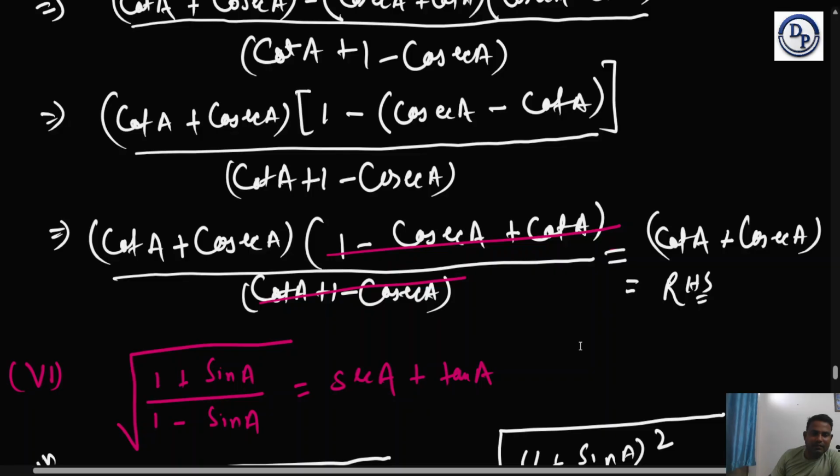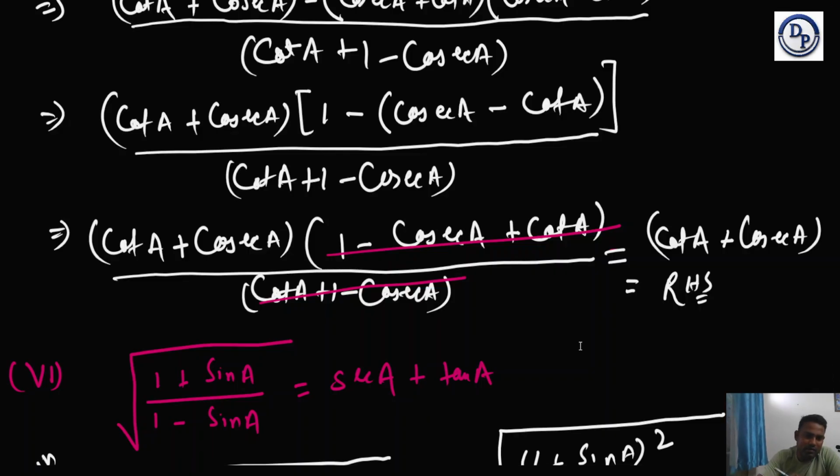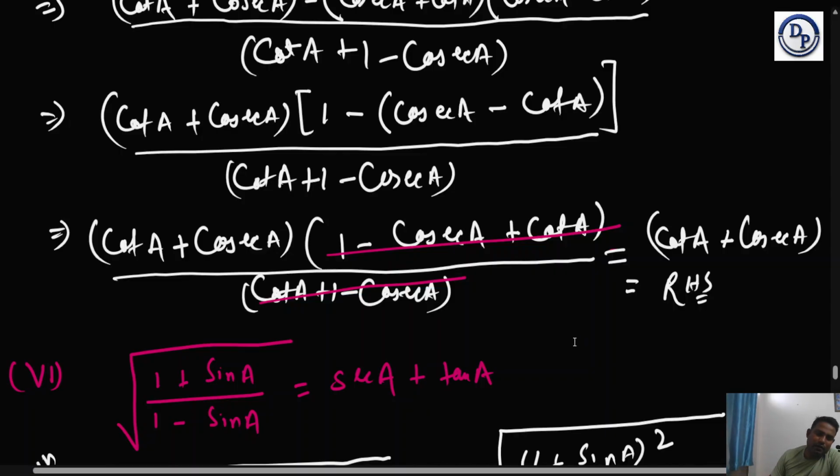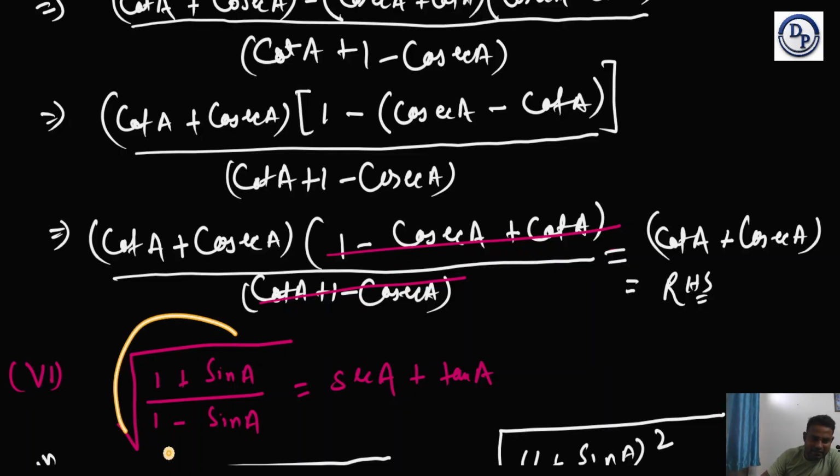Now question number 6. Okay, this is quite a simple problem. In the LHS we have under root 1 plus sin A divided by 1 minus sin A, whereas in the RHS we have sec A plus tan A. So now what we do simply, we cannot use any direct identities here. Okay. So now we try to force some identity on this problem. How can we force it?